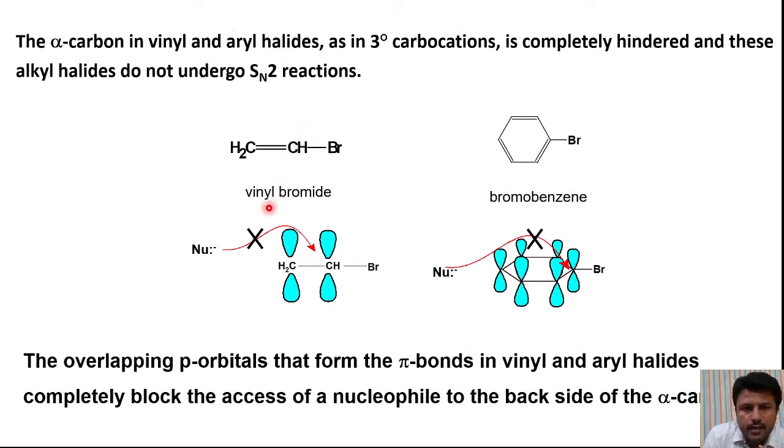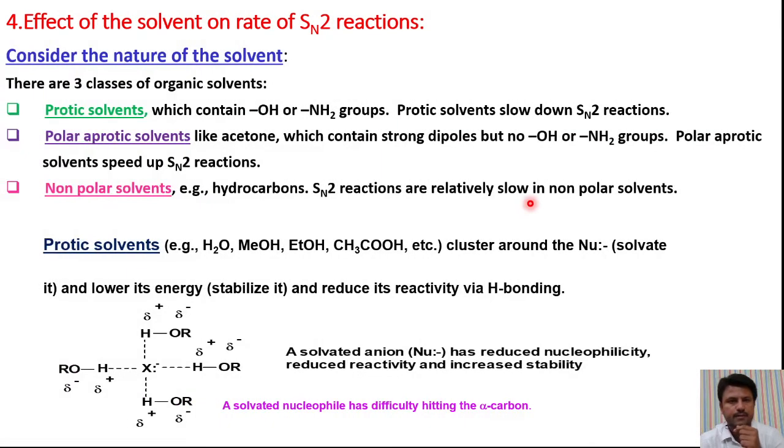See here, in the case of vinyl bromide and bromobenzene, the bromide ion will be involved in resonance by donating a lone pair to carbon, and these pi electrons will be shifted towards carbon. So the leaving of the bromide ion is very difficult, and in another way, the backside of this carbon is fully blocked, so the incoming nucleophile cannot enter. Because of these two reasons, vinyl bromide and bromobenzene do not undergo nucleophilic substitution reactions.